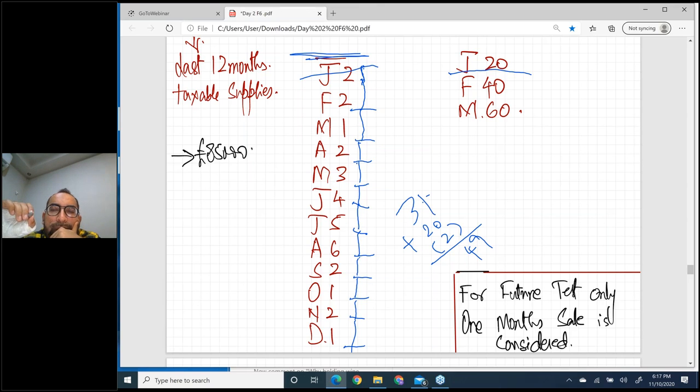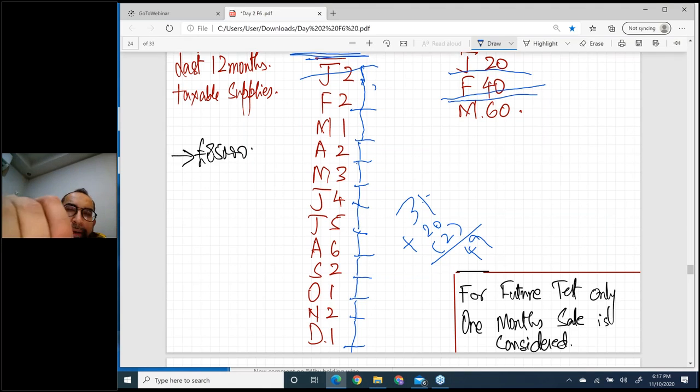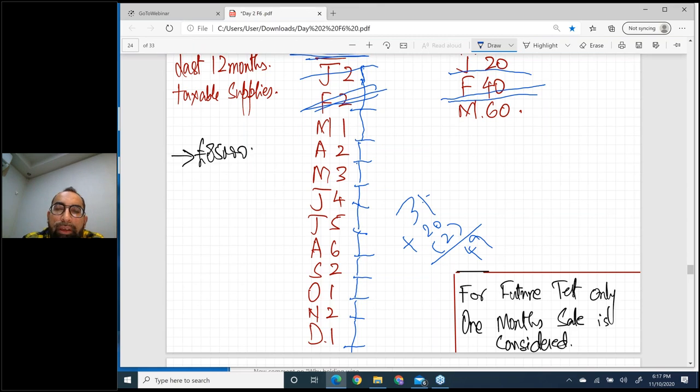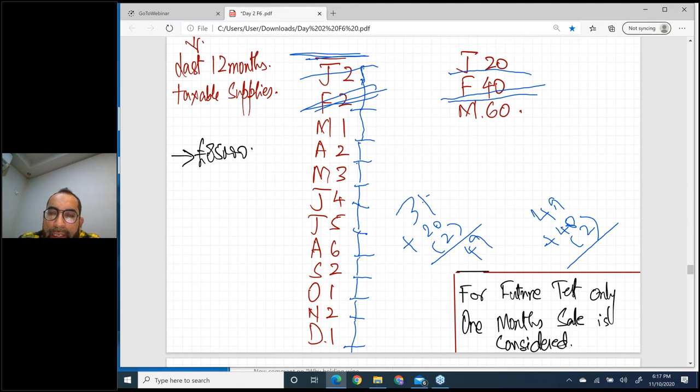Still you haven't crossed 85. Okay, add one more new month, and deduct one last old month. So 49 plus 40, the sale of this new month is 40. 49 plus 40 and minus 2. What is the number? Tell me. 49 plus 40 is 89, minus 2 is 87.